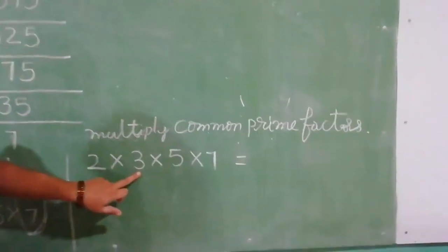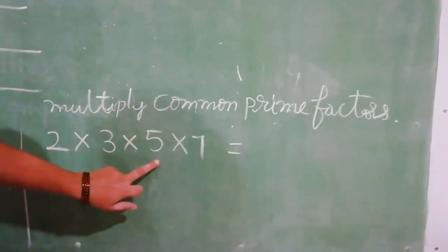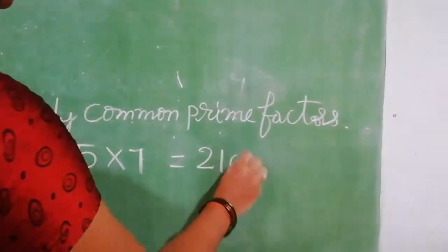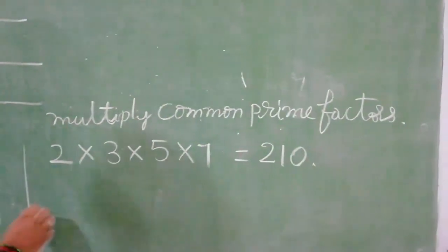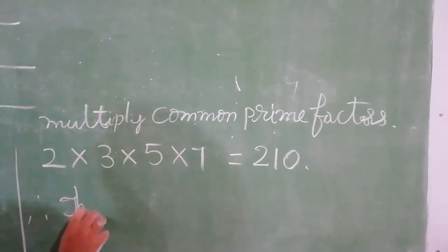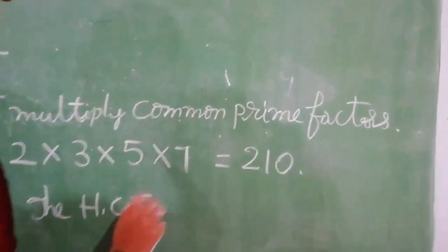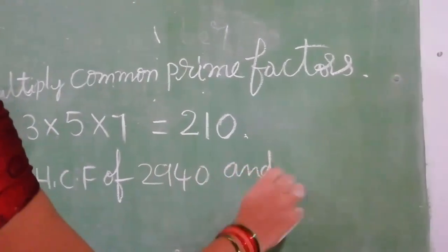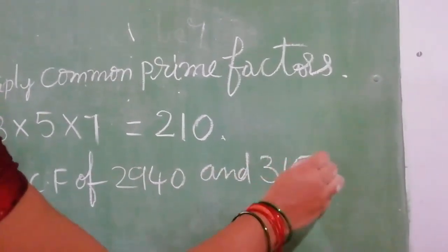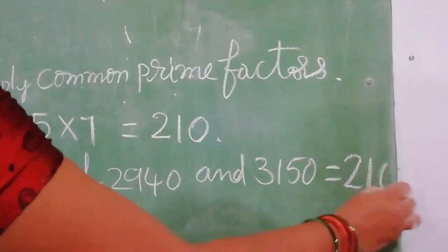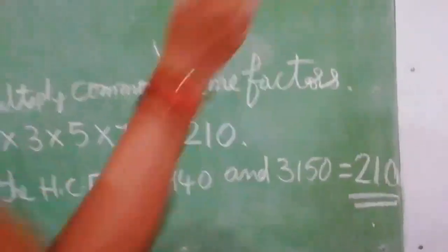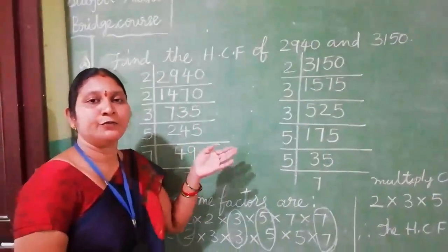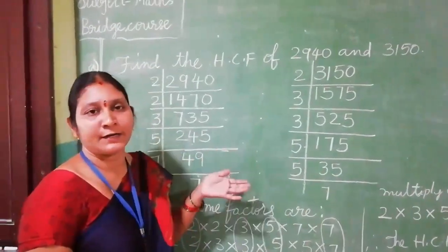2 3s are 6. 6 5s are 30. 30 7s are 210. So therefore the HCF of 2940 and 3150 is 210. Okay children, this is the way to find the HCF through the prime factorization.